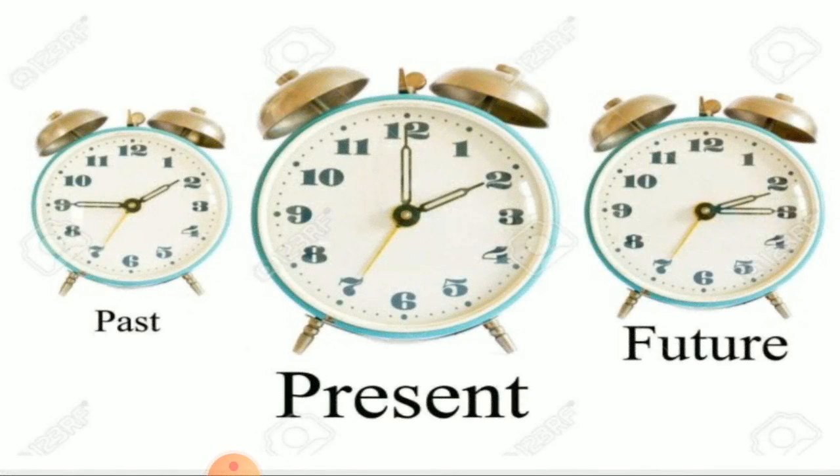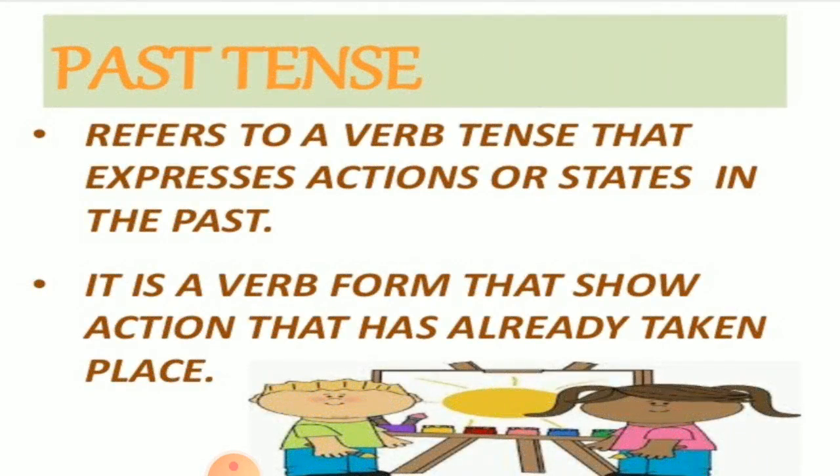Present means at present what we are doing. Past means which has already taken place, and future means which is going to take place. So in this chapter we will study about past tense in detail.